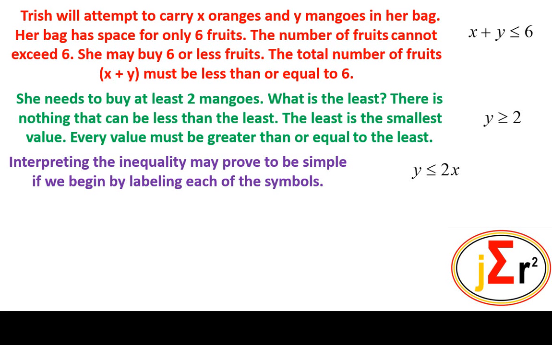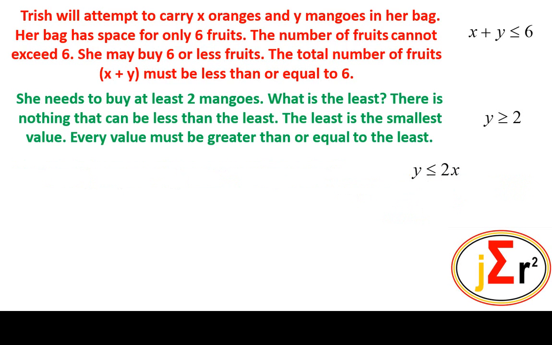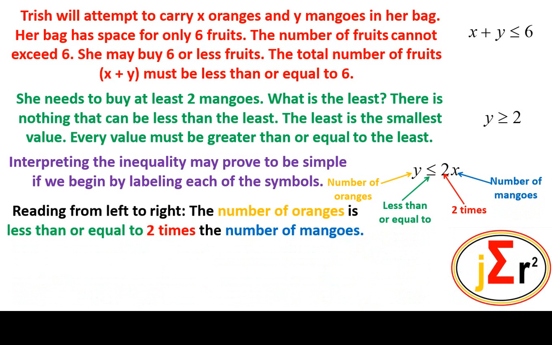Interpreting the inequality may prove to be simple if we begin by labeling each of the symbols. Do that. Number of oranges, less than or equal to 2 times number of mangoes. And just by labeling those, then we have already interpreted the inequality. Therefore, we may say the number of oranges is less than or equal to 2 times the number of mangoes.